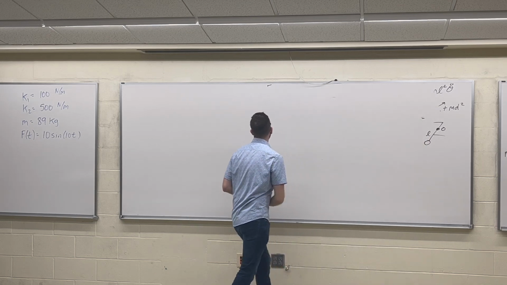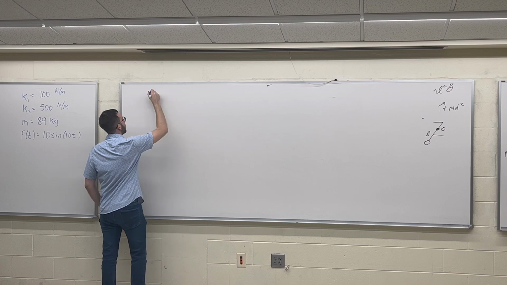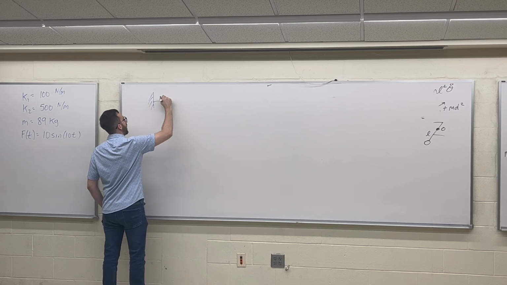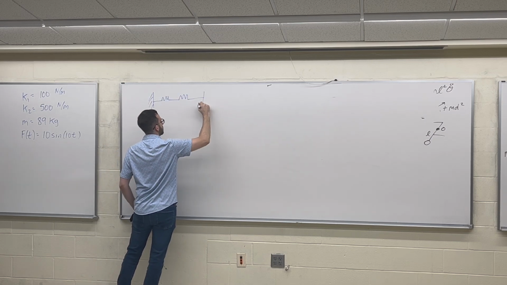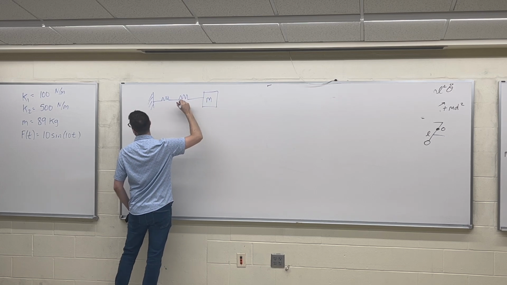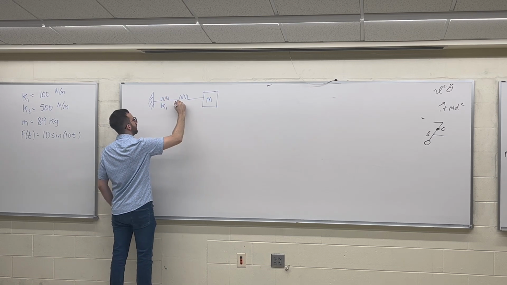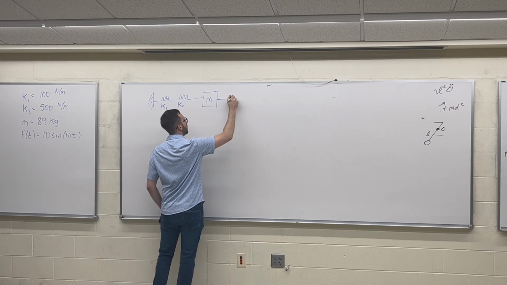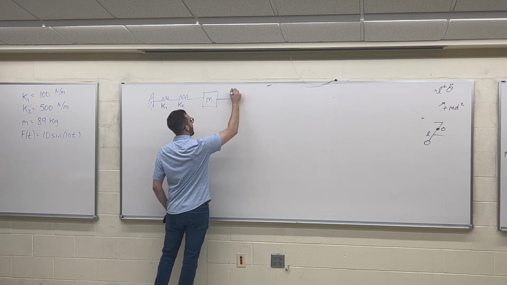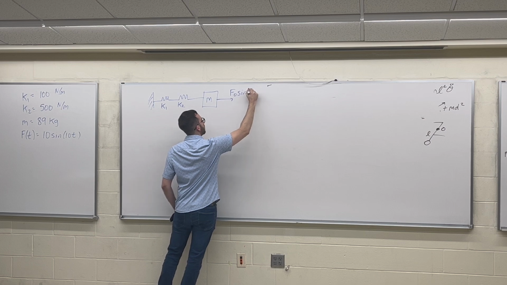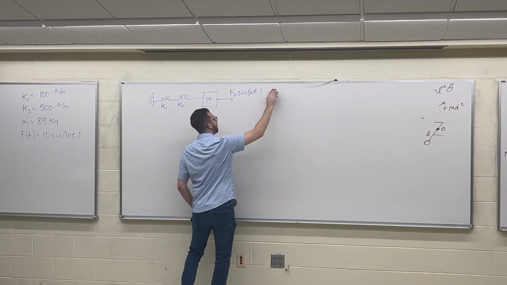So I'll draw on the board at least. Now let's go ahead and find our equivalent spring as well. M, K1, K2. This is, I'll just call it F naught sine omega t.